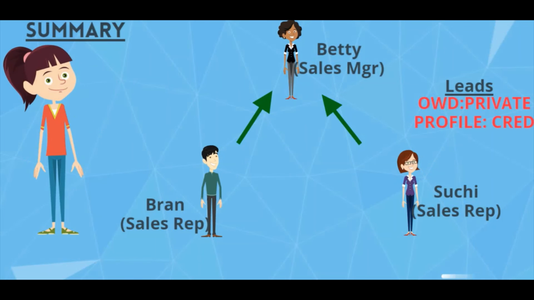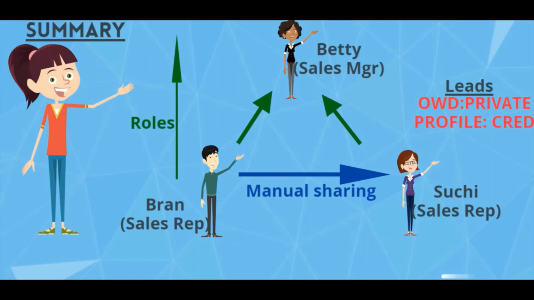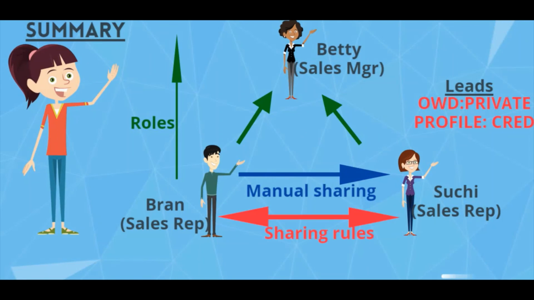Okay, in summary, if a supervisor wants to see his or her subordinate roles' data, then we need to choose roles. In this way, we can have our subordinates' data visible to us. If data has to be shared from person to person, like a single record, then we need to choose manual sharing. If sharing has to be done between a set of users and another set of users, then we need to choose sharing rules. It can be one way or both directions. So if this kind of thing has to be done, sharing rules is the better option.